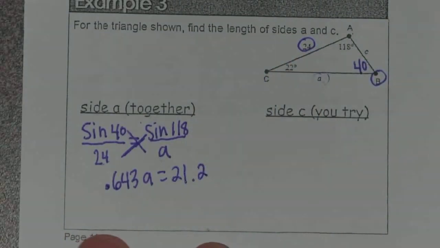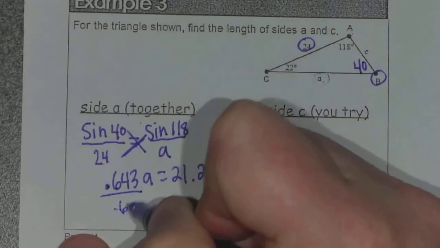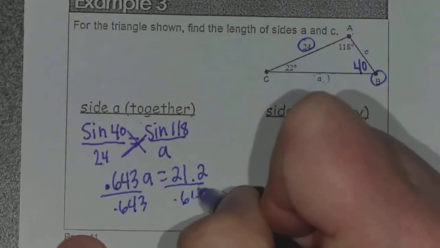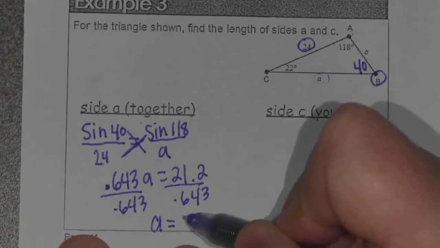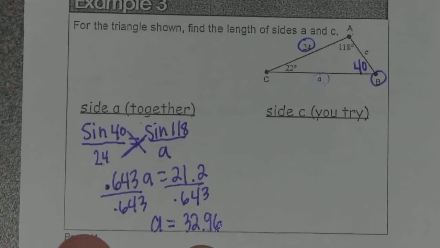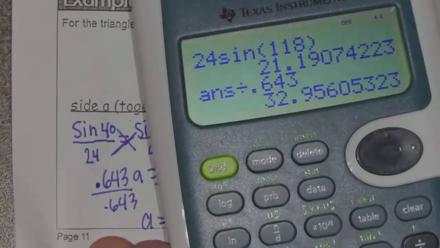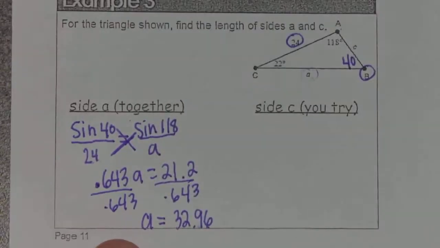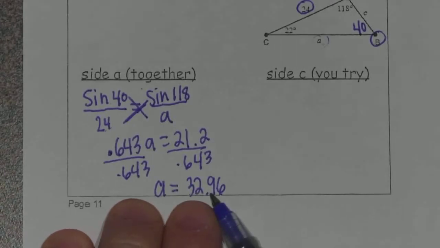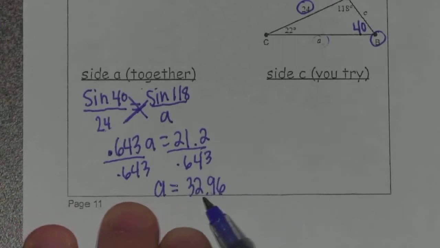How do you get A by itself? Divide by 0.643. And what's your side measure? It's actually 32.7, or 32.9. So here's the thing. It depends on how you rounded or didn't round. Do you guys see how I just used my calculator? I just said take my answer and divide it by something. So if you round, you're going to end up a little bit off. It's okay. 32.96, 32.7, close enough.